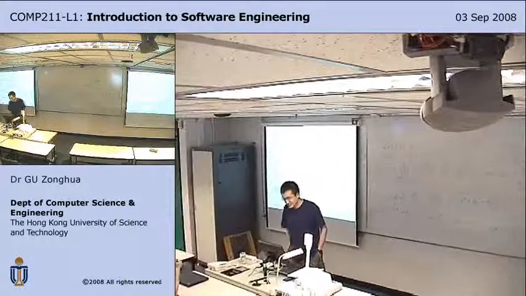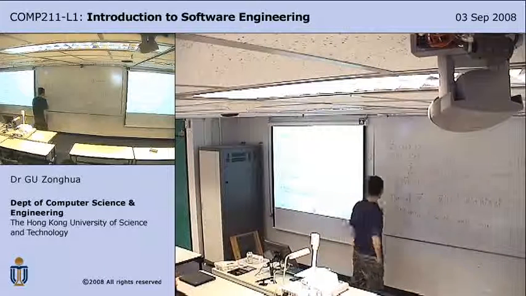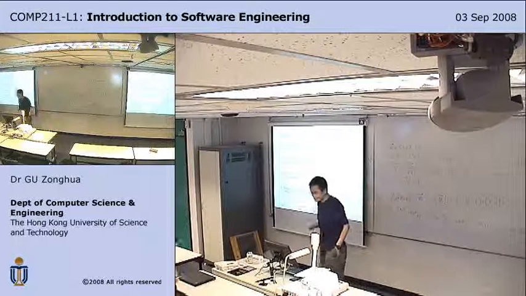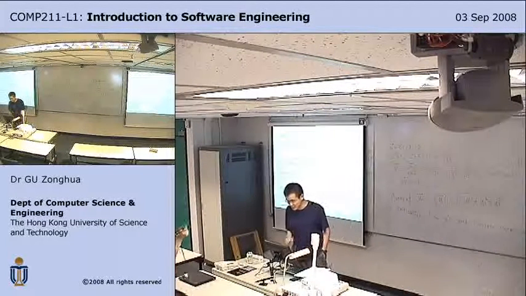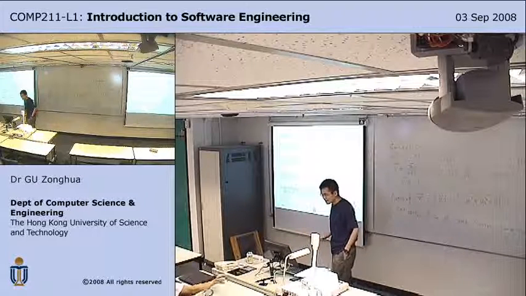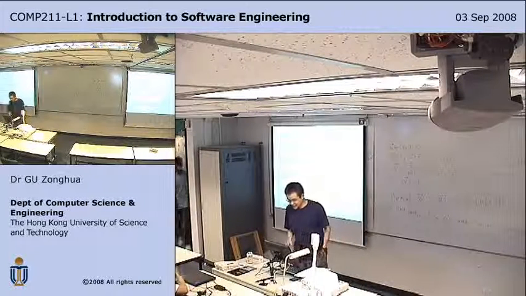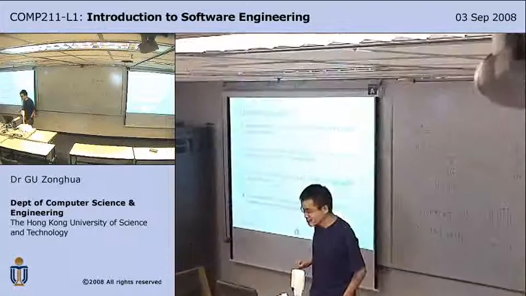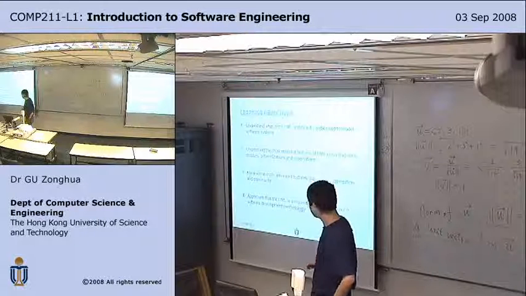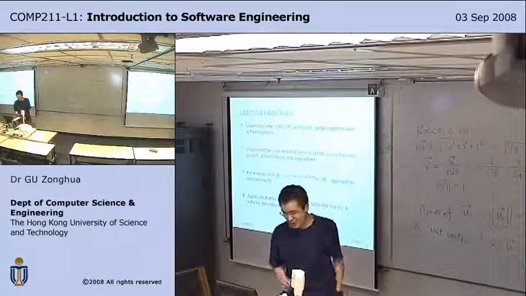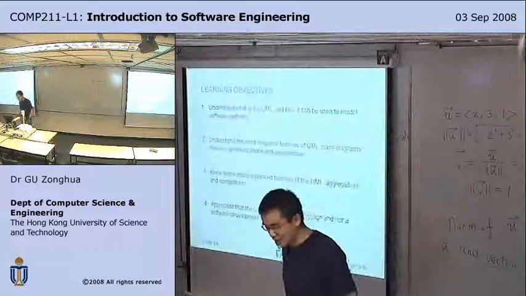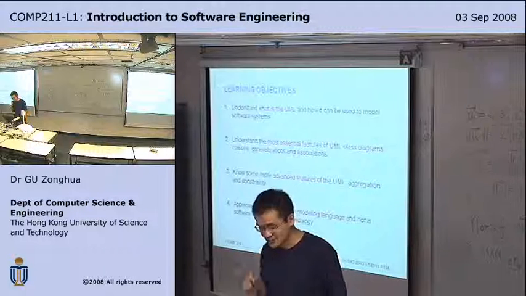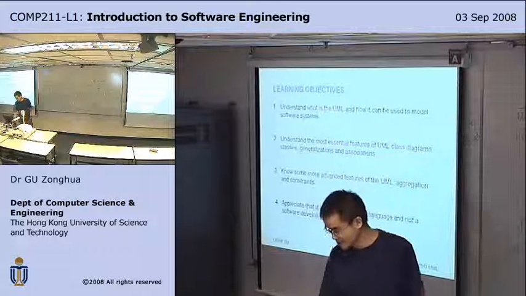This lecture will discuss UML. So the objectives are: understand what UML is and how it can be used to model software systems, understand the essential features of UML, know some more advanced features, and appreciate that UML is a modeling language, but not a software development methodology. We'll discuss methodologies later in the course.